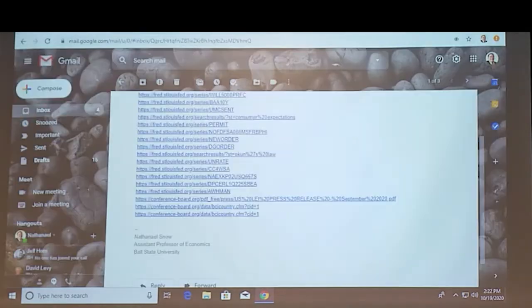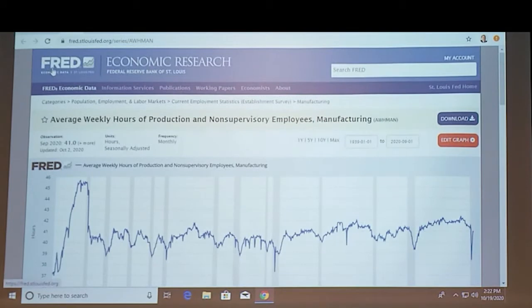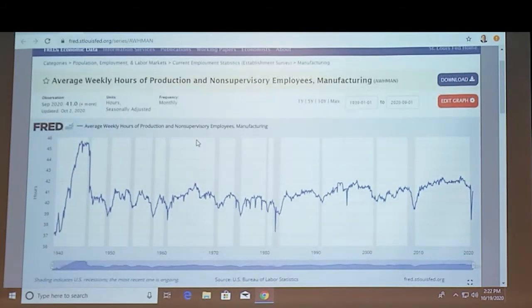I want to open a few more graphs. So we're at our good friend FRED, the Federal Reserve Bank of St. Louis, that provides all of this data for us. And I recommend that you play with that website, that you go back to it again. Some of you used it for problem set 1, but I recommend that you go back to it and look at what different kinds of variables are provided in it.